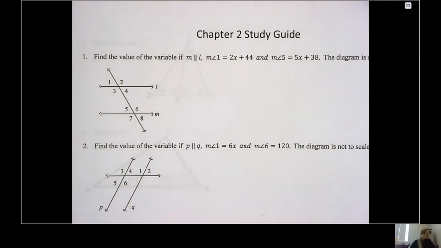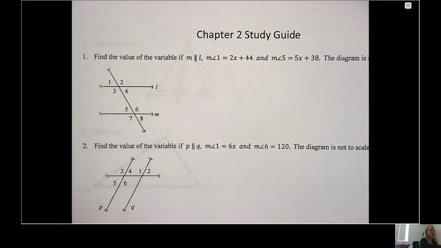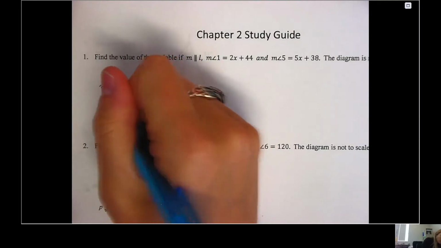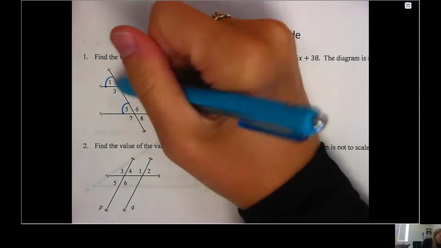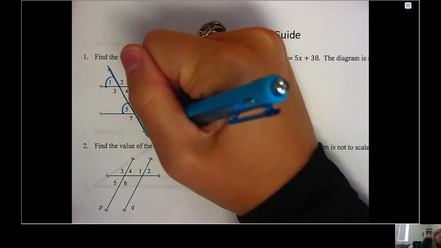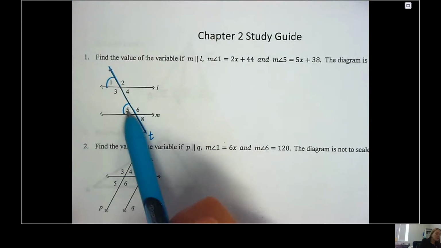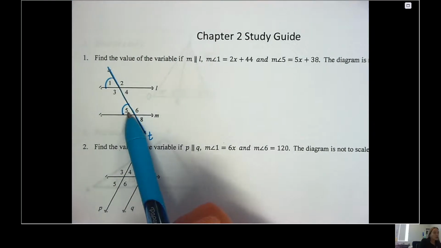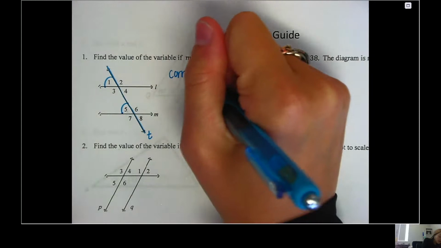So in the first problem, we're finding the value of the variable if M is parallel to L, so parallel means they never intersect. And then I'm given the measure of angle 1, and I'm given the measure of angle 5. So then I take a look, I see that my transversal line is this one right in the center here. These two angles are on the same side of the transversal and they're in corresponding positions. So these are corresponding angles.